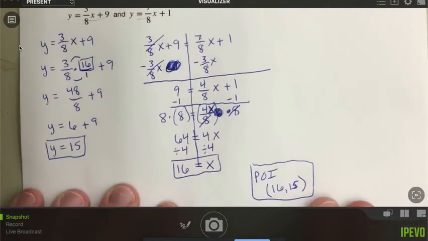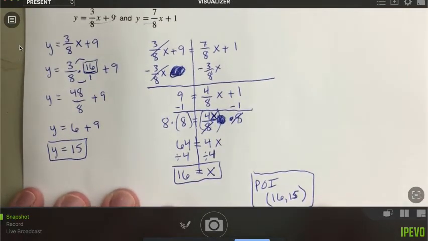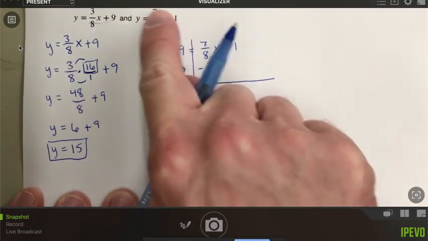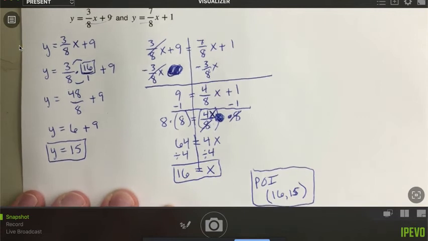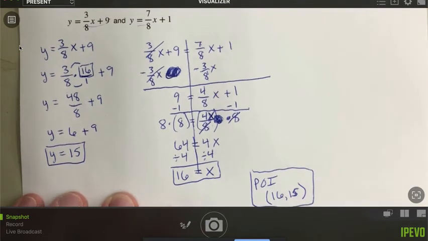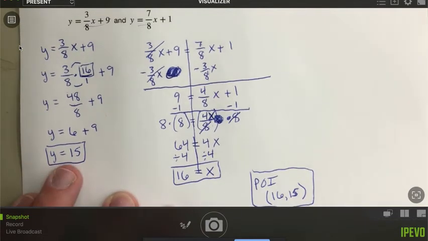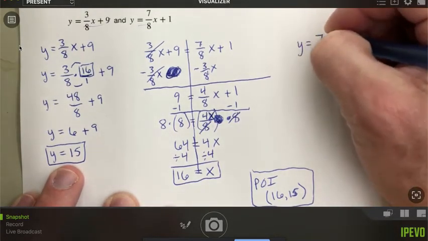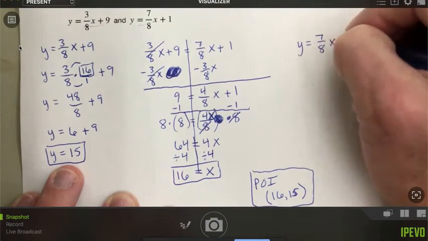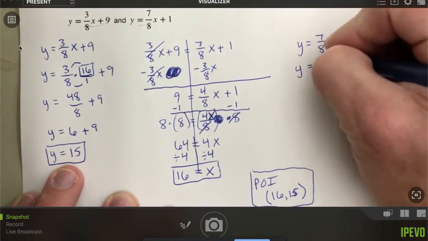Now, the reality is, if I wanted to check this, I could put 16 into this equation also, just to verify that I also get y equals 15. In this case, that'll totally be true. So I'm just going to do shorthand. I'm just going to say that second equation would be this.